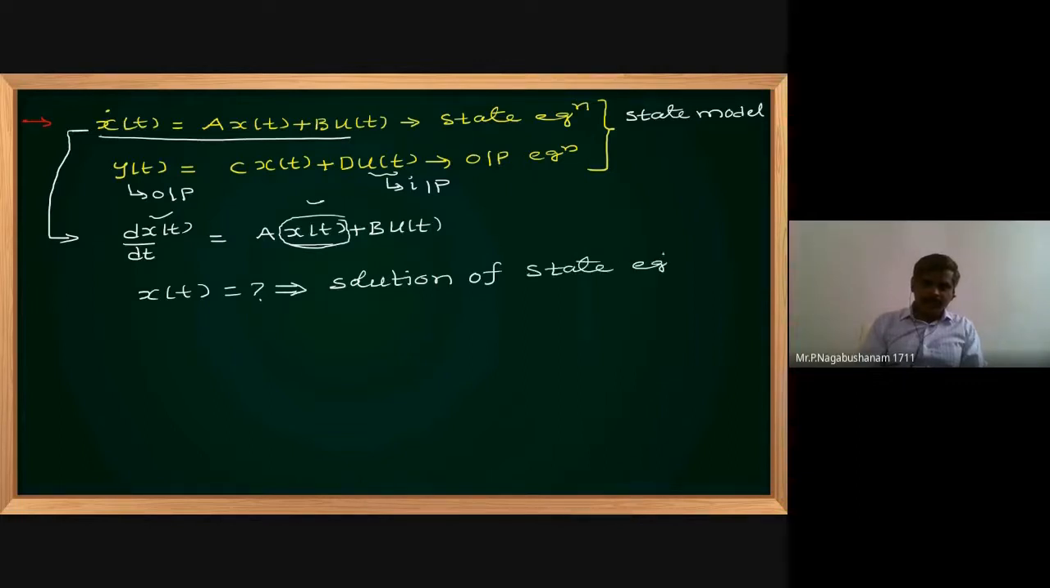Why? The state equation is a first order differential equation. Then how to obtain the solution for a differential equation? We have different cases: the variable separable method, homogeneous method, linear differential equation method, Bernoulli's equation, exact differential equation. Different methods are there. I'm not going to use them; that is a maths subject.